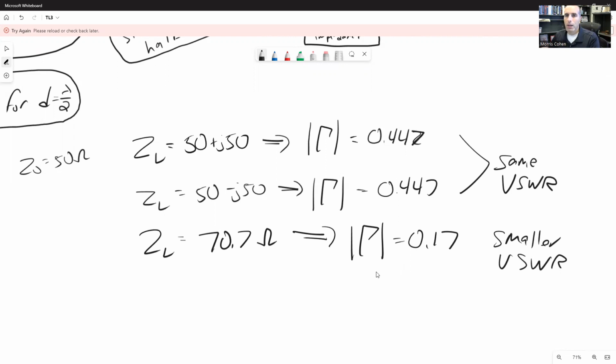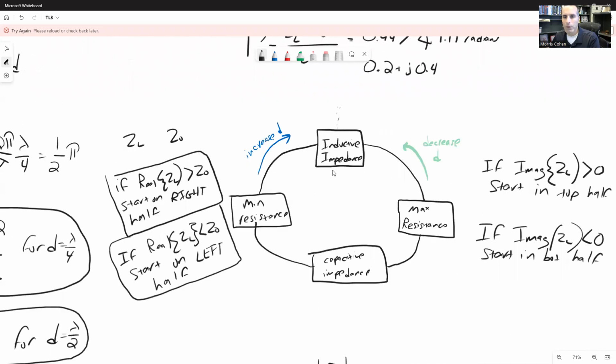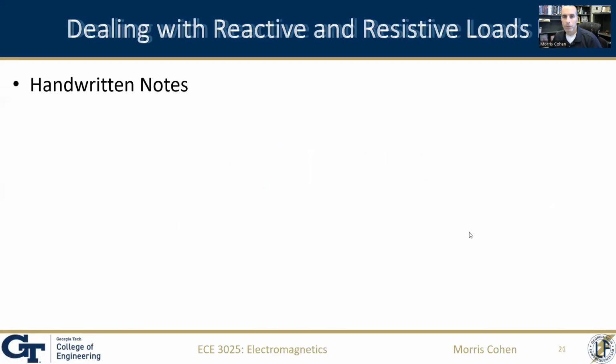So with that, given this sort of graphical structure, you take a look at how the load impedance compares to the line impedance, you figure out where to start on the circle, and then you basically slide around the circle as you pick points up and down the transmission line. There is a more common graphical representation of this called a Smith chart. So let me show you that Smith chart.